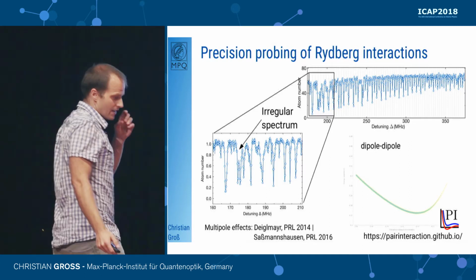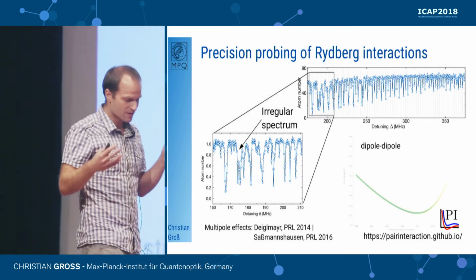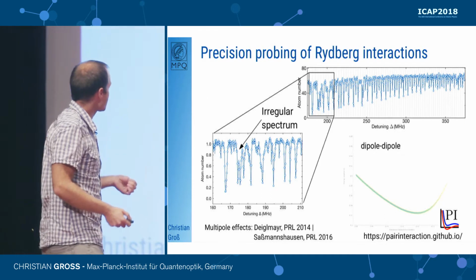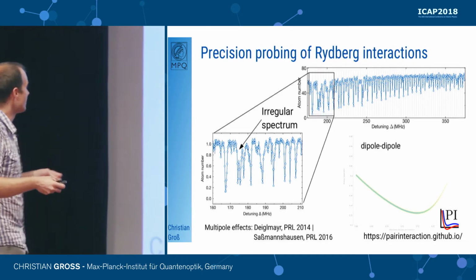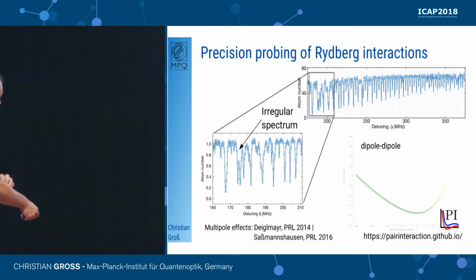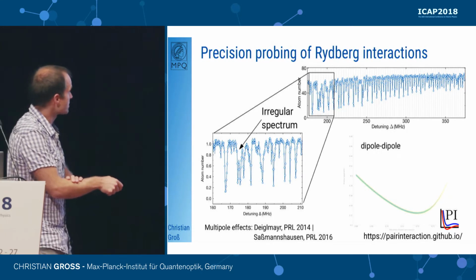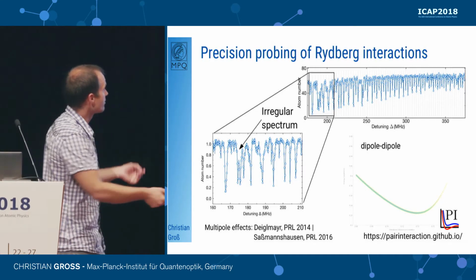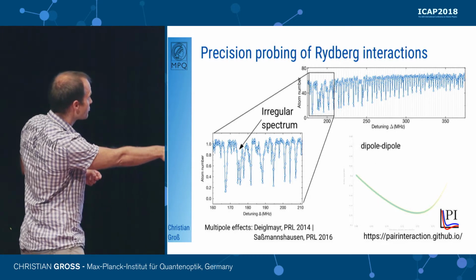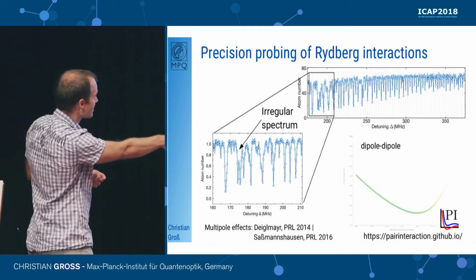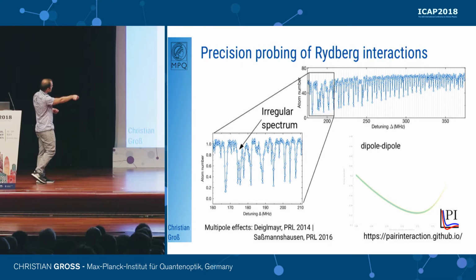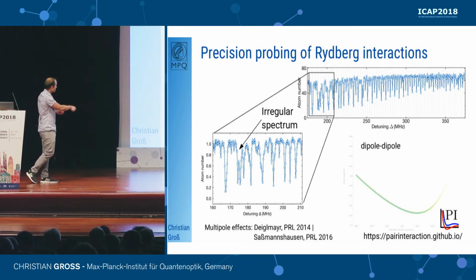There's more. Jörg just told you about some multi-order correlations. I'm going to tell you about multi-order interactions. So if you look again at the spectrum, it looks nice and regular. Now above 250 megahertz detuning, but around this 200 megahertz, there seems to be clearly an irregularity. And the question is, what's going on here?